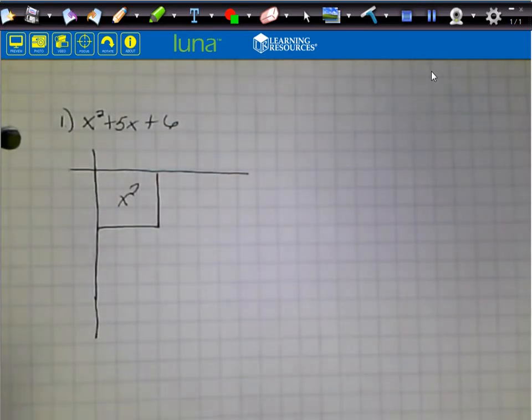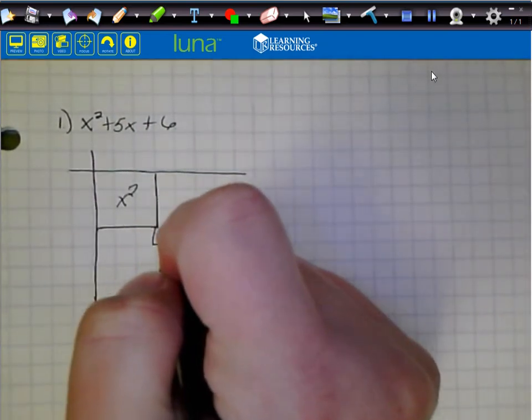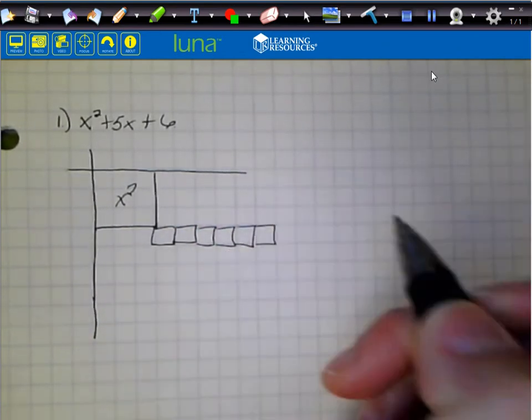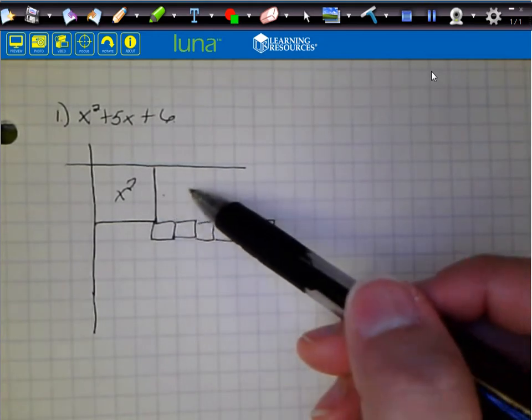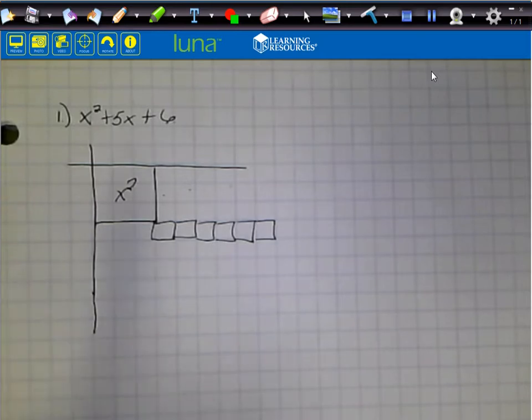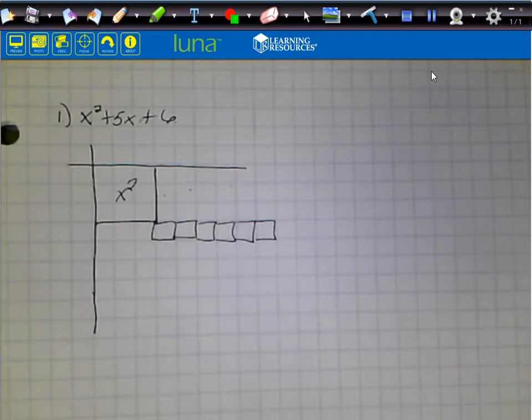Here's my x squared piece. And then I have 6 positive unit pieces. Now don't write this next part down until I tell you to start writing again, because I want to show you what not to do. Since there's 6 unit pieces here, I could go 1, 2, 3, 4, 5, 6. But if I do that, I'm going to have room for 1, 2, 3, 4, 5, 6, 7 x pieces. And I don't have 7 x pieces, I have 5. So I want to look and see if there's a different way that I could set this up instead of doing 6 unit pieces going this way.